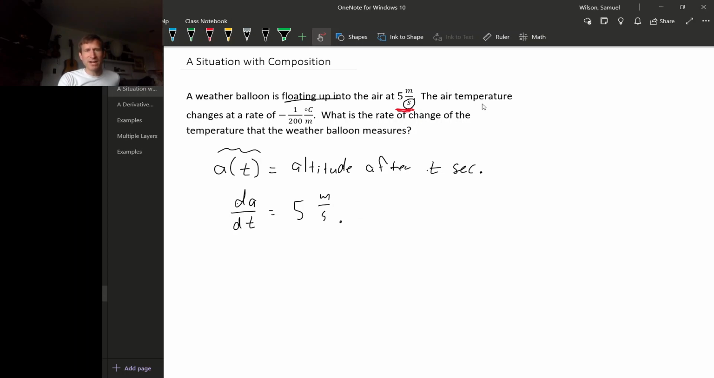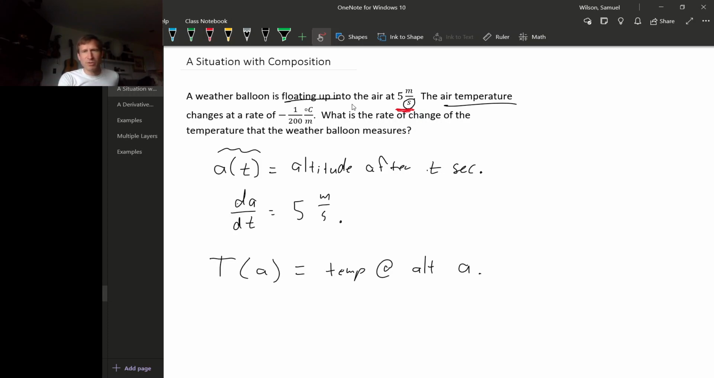Okay, now what about the air temperature? Well, the air temperature changes at a rate of -1/200 degrees Celsius per minute, or I'm sorry, per meter. So since the air temperature depends on how high you are, the air temperature is actually a function of your altitude. So let's name this air temperature capital T, and it's a function of your altitude. Altitude is A, so T of A. That's the temperature at altitude A, and A is in meters here.